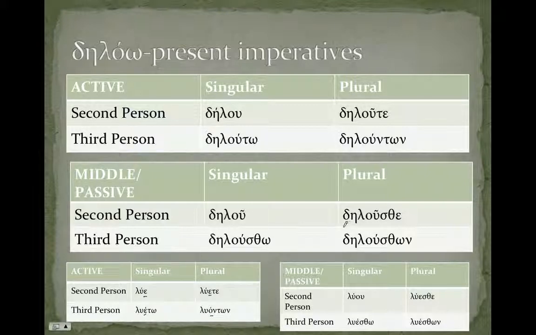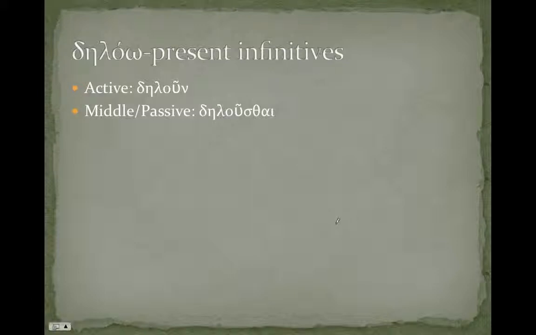And finally, let's get the infinitives. Deloun, right? Not necessarily what you would expect, because in your usual infinitive, it's ein. But again, like with the alpha contracts, there's something else happening here that we don't see in this ein. So deloun and delousthai, which is what you would expect.